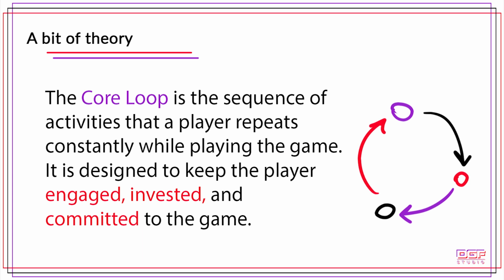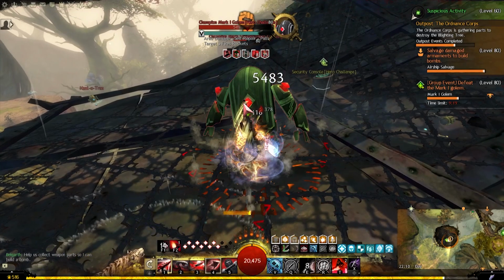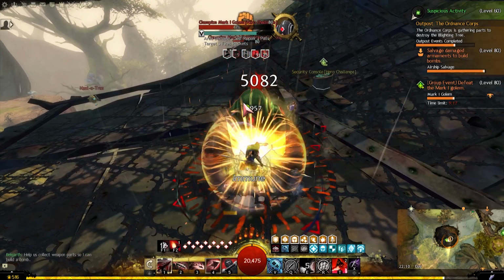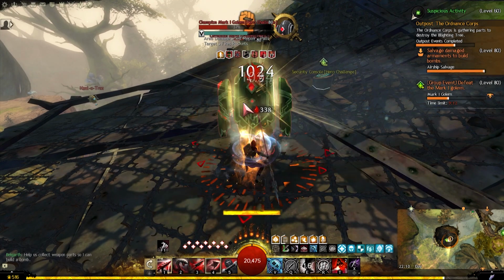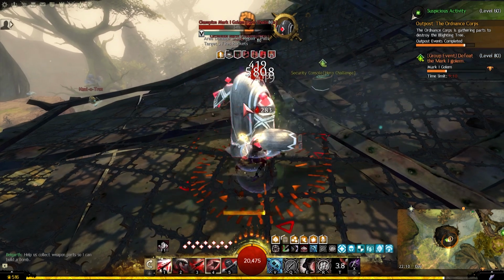The core loop is the sequence of activities that the player repeats constantly while playing the game. It represents the very essence of the gameplay, and it is designed to keep the player engaged, invested, and committed to the game. You may ask why we need to know about core loops. The reason is only by knowing your core loop you will know which are the core mechanics, and if we know the core mechanics, we know where to begin with a low-level design.